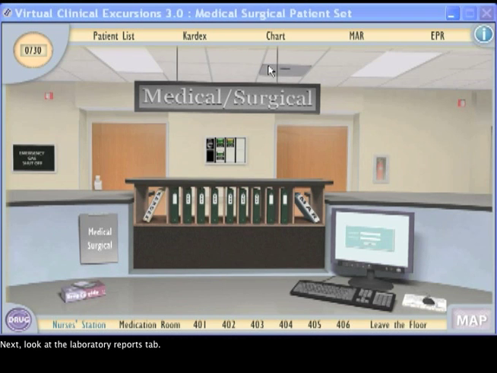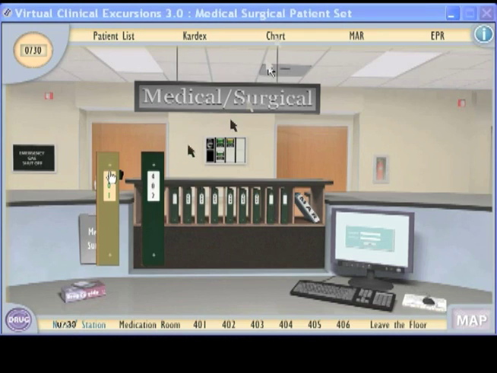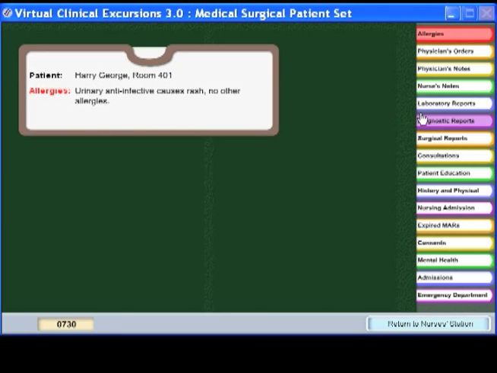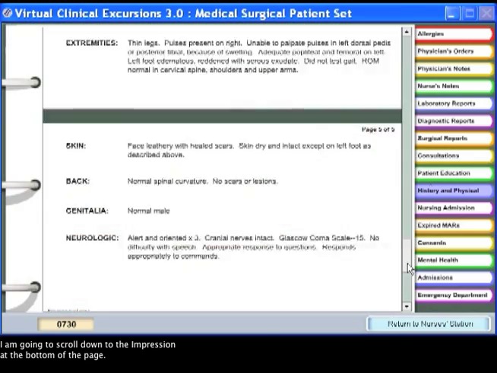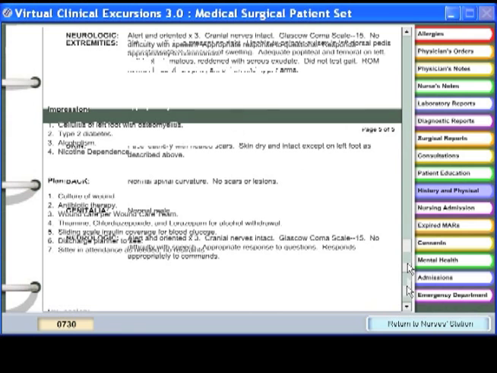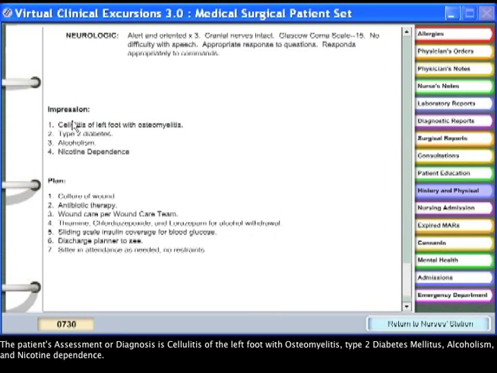Next, look at the Laboratory Reports tab. It is important to remember the patient's diagnoses when looking at the laboratory results. Let's review the patient's diagnosis by looking at the history and physical. I'm going to scroll down to the impression at the bottom of the page. The patient's assessment or diagnosis is cellulitis of the left foot with osteomyelitis, type 2 diabetes, alcoholism, and nicotine dependence.